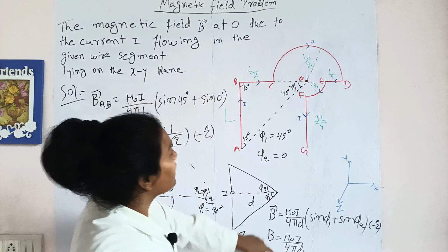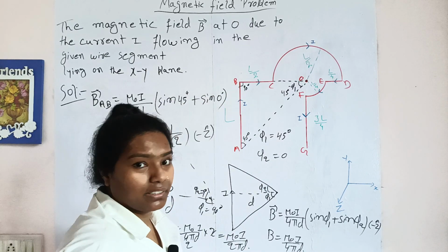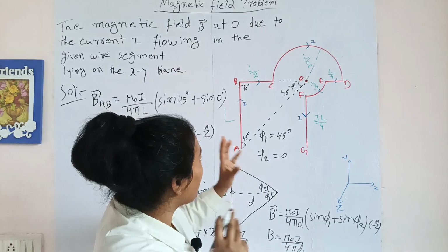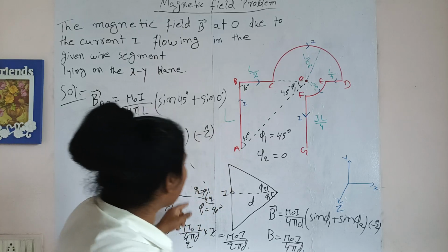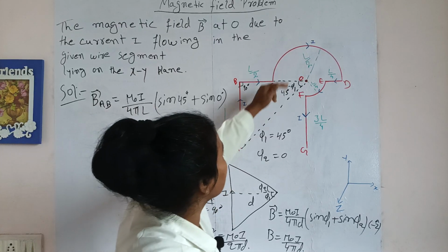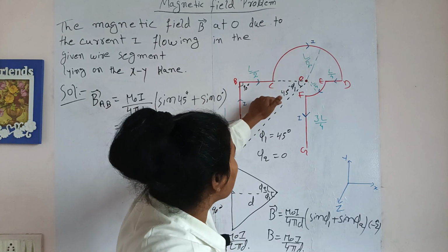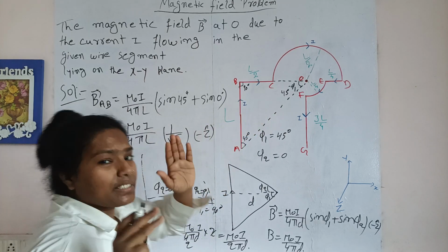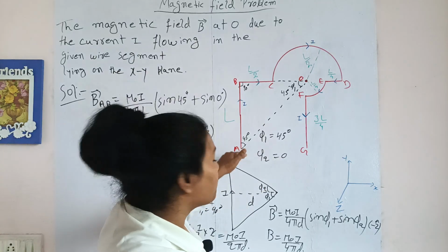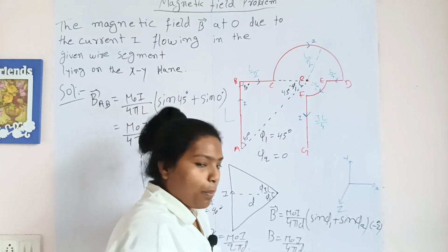But that would be the case if the wire were infinitely long. Here the wire is not infinitely long, the lengths are given, so we will not use the infinite condition, we will use this condition here. Phi 2 is 0, phi 1 is 45 degrees, and then we will end up with this result. It's a very common mistake that we should not make.